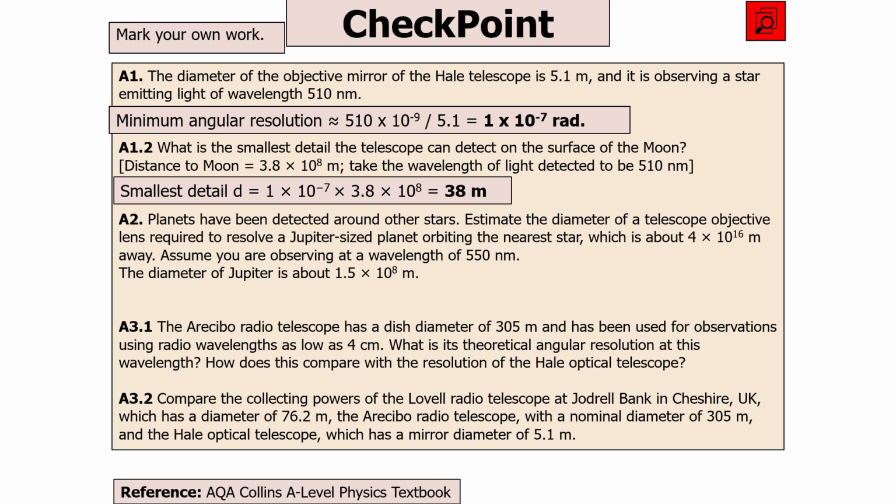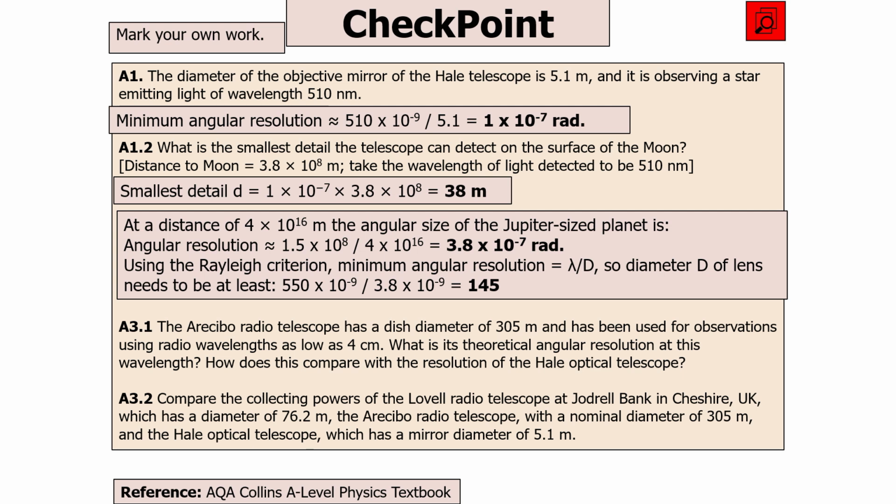In this next one, we know at a distance of 4 times 10 to the 16 meters, the angular resolution of a Jupiter-sized planet is going to be lambda over d. So you work it all through, 3.8 times 10 to the minus 7 radians. So therefore the diameter of the lens needs to be approximately, from using theta equals lambda over d, 145.